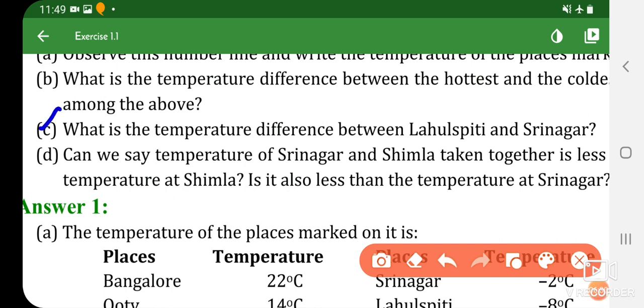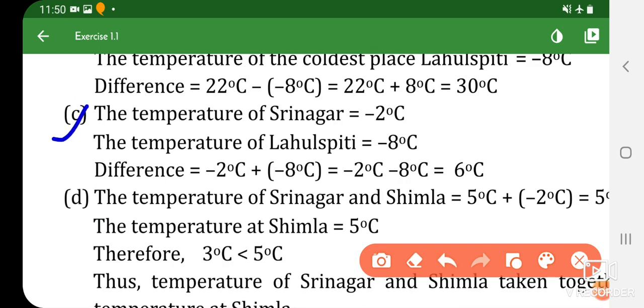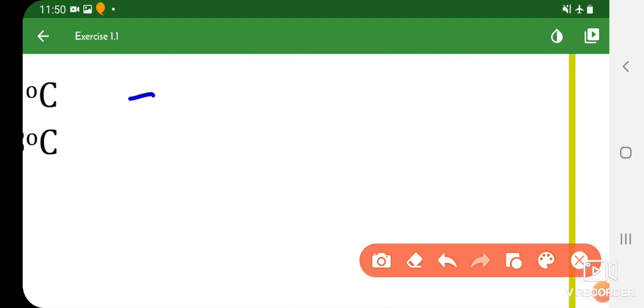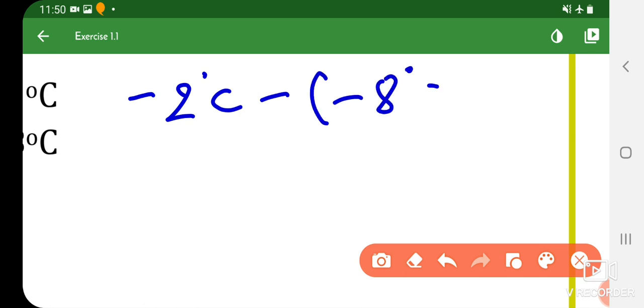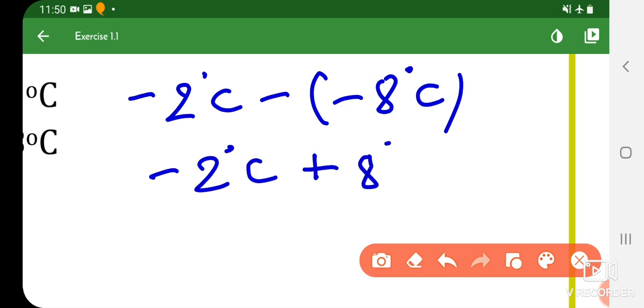Next is, what is the temperature difference between Lahul Spiti and Srinagar? Okay, so we can see here the temperature of Srinagar is -2 degrees and the temperature of Lahul Spiti is -8 degrees Celsius. And we have to find the difference. Let's see, temperature of -2 degrees Celsius and difference, that means minus, and here -8 degrees Celsius. This -2 degrees Celsius as it is, this minus and minus is plus 8 degrees Celsius.